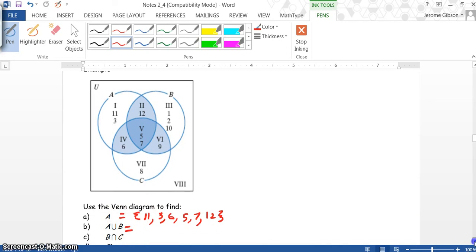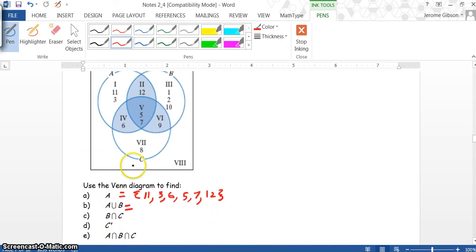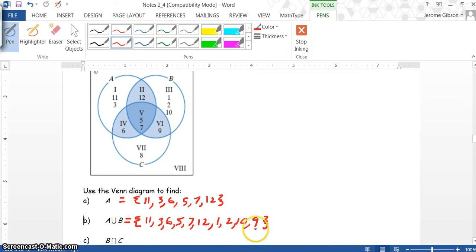Now, our next step is A union B. A union B is basically all the values that are contained in A and B here. I took the liberty of listing all of the elements for A union B. It will include all the elements of A and then all of the elements in B that are not overlapping with A, which are 1, 2, 10, and 9. And this is it for A union B.